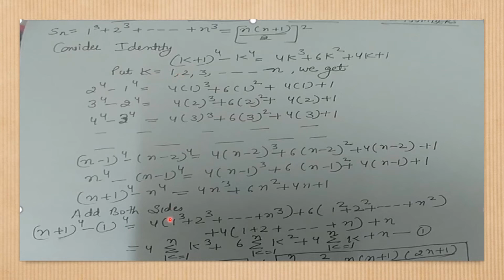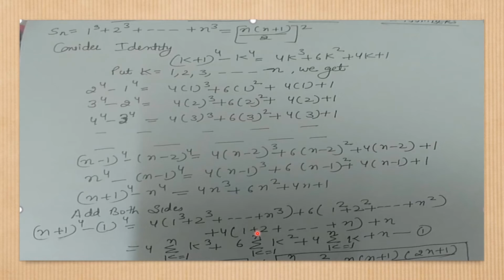And to this side, 4 times 1 cube plus 2 cube and so on up to n cube, plus 6 times 1 square plus 2 square and so on up to n square, plus 4 times 1, 2, 3 and so on up to n, and plus 1 is added n times. So this can be written as 4 times summation k varies from 1 to n k cube, plus 6 times summation k varies from 1 to n k square, plus 4 times summation k varies from 1 to n k, plus n. Okay, so this is your equation number 1.